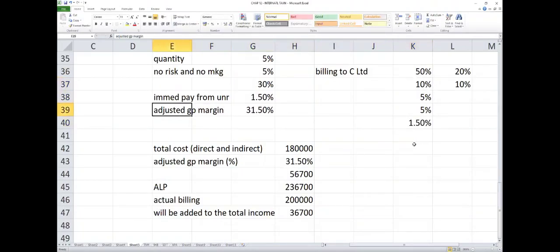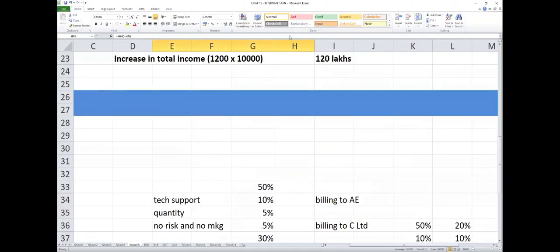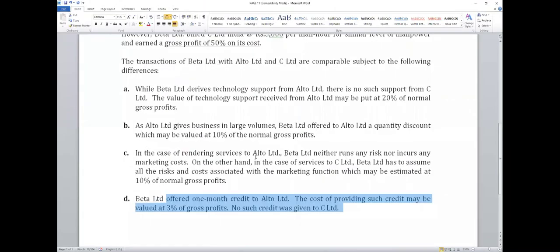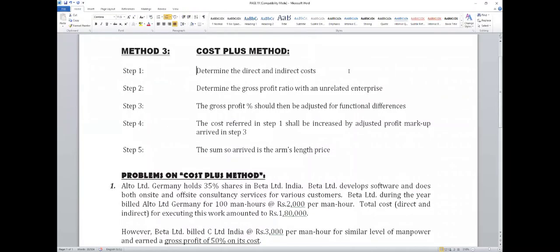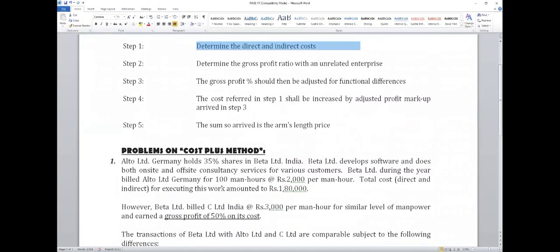This is called adjusted gross profit margin. So உங்க cost இதுதான் adjusted. இவ்வளவு add பண்ணிருக்கணும் நீங்க. So billing should be 2,36,700. ஆனா நீங்க raise பண்ணது 2,36,700 will be added to the total income of this company Beta Limited. ஒரு நிமிஷம் இந்த ஸ்டெப் நம்ம இப்ப சொல்லுங்க. ஸ்டெப் 1. What is the direct and indirect cost incurred? Direct and indirect cost incurred 1,80,000.